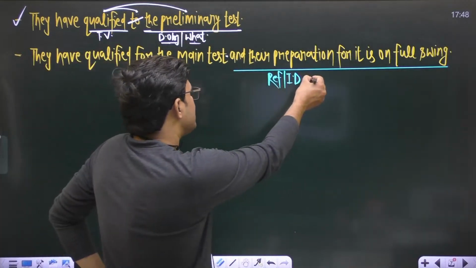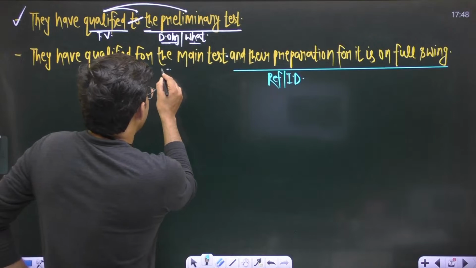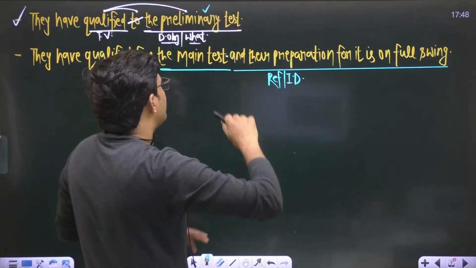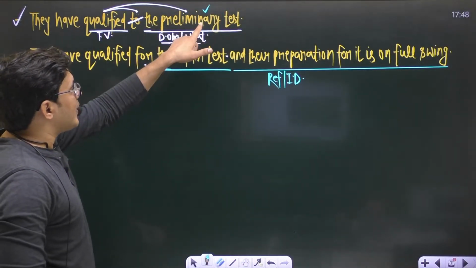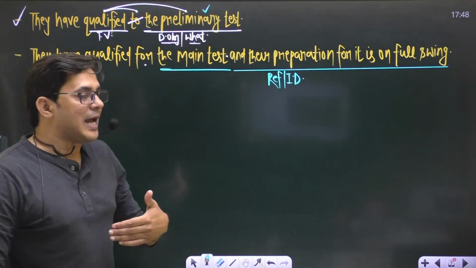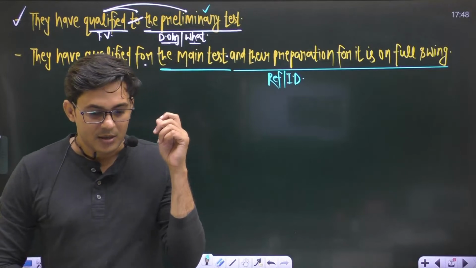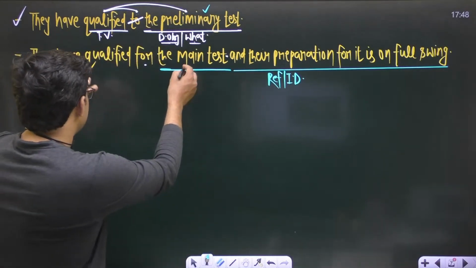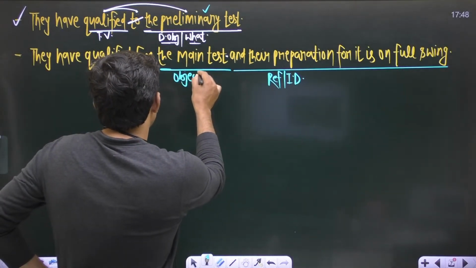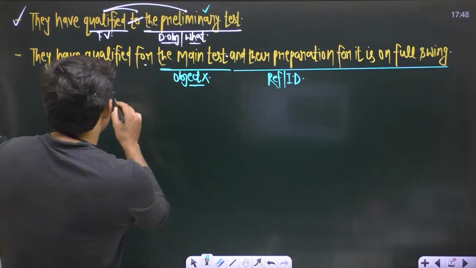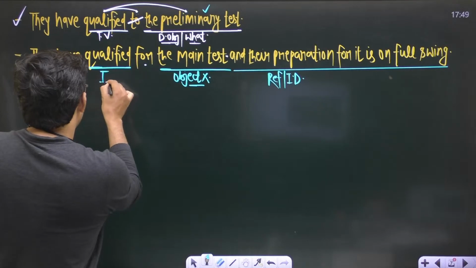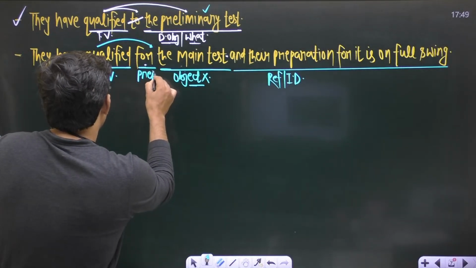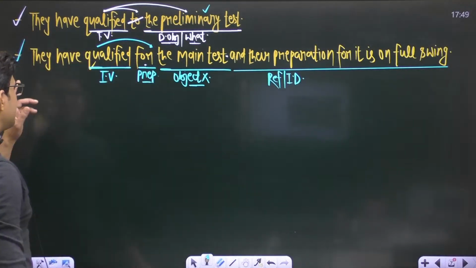So if your preparation is on full swing, it means this main test can never be the object. It means that he has qualified the preliminary test, and after qualifying it, now he has become eligible for the main test, but the student has his or her main test in upcoming days. So this main test is not the object in the sentence, and now this verb qualified will become an intransitive verb, and intransitive verbs can be followed by a preposition. Intransitive verbs are followed by prepositions, and this sentence is okay.